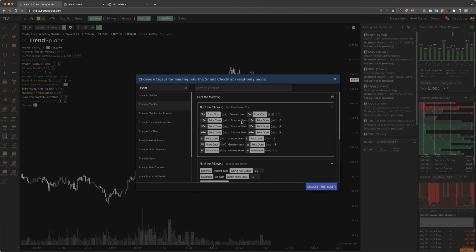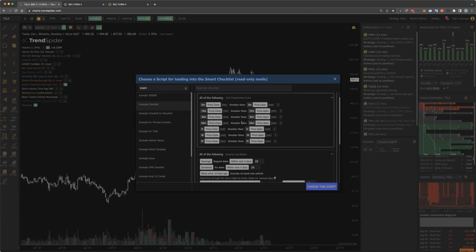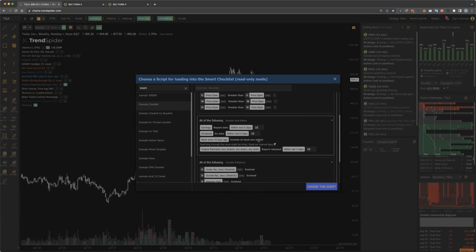For example, this is a checklist I made, right? And this checklist looks for full time frame continuity on 6 time frames: 5 minute, 15, 30, 65, daily, weekly, monthly, right? Full time frame being defined as currently trading above open, right? On all these time frames. That's something I look for when I'm trying to enter a short-term long trade. I also want to know if it's going to have earnings coming up in the next 10 days. I swing, so I don't want to know like tomorrow. I want to know in the next 10 days, are we going to have to deal with earnings? Are we going to have to deal with an ex-dividend date?